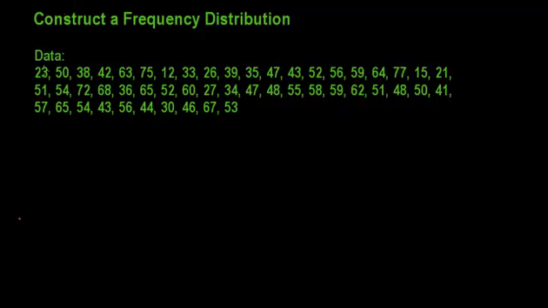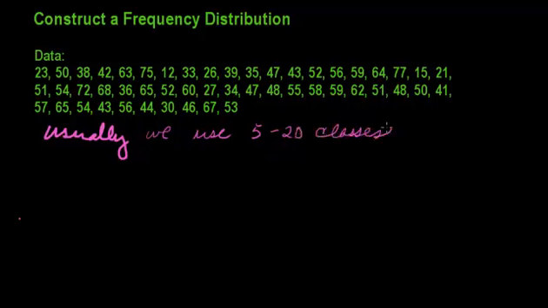Well, usually we use 5 to 20 classes. So we have to decide as the researcher how many classes we want to use for our data. And say for the purposes of this example, we decide to use 7 classes. Okay, so what are these classes going to be? They're defined by a lower class limit and an upper class limit and their class width. So we've got to come up with a decision on those.